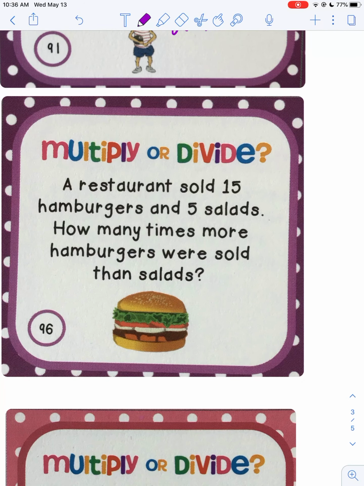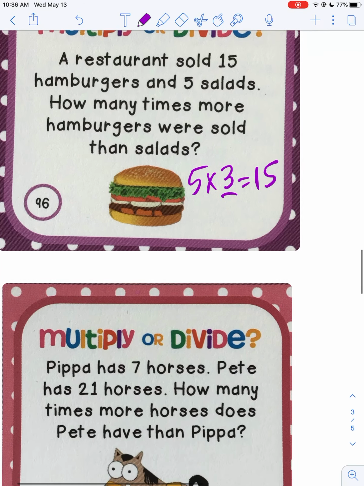Same thing goes for the next one. A restaurant sold 15 hamburgers and 5 salads. How many times more hamburgers were sold than salads? So I could say 5 times what equals 15? That would be 3. There were 3 times more hamburgers sold.